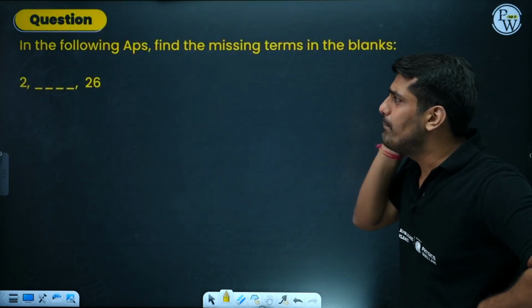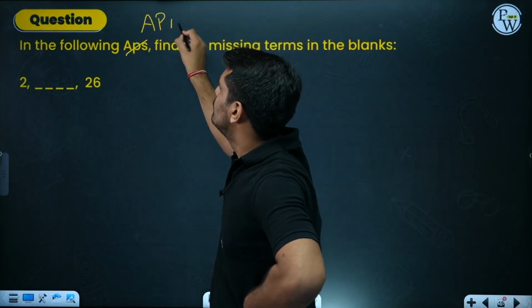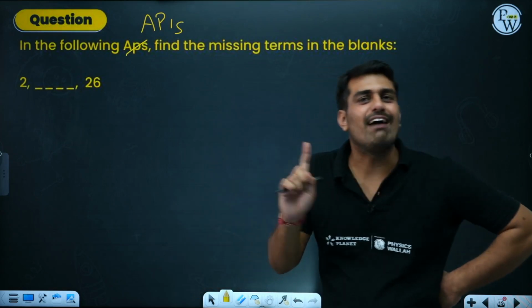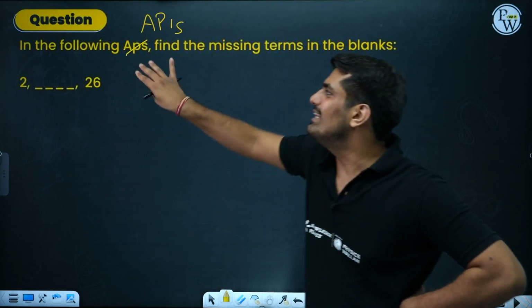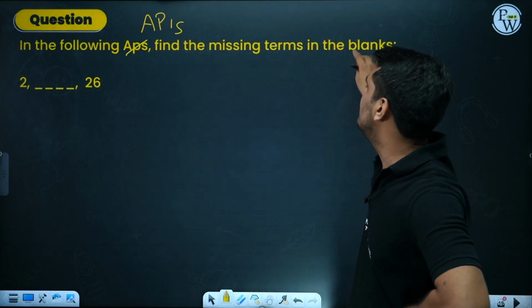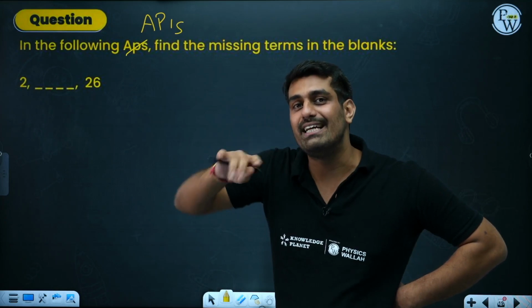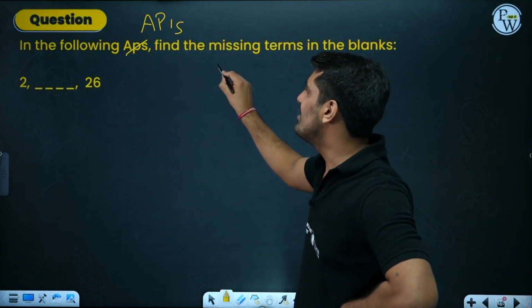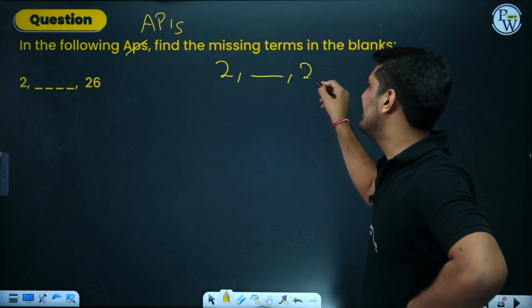In the following AP, this is not AP, this is APs. So basically there would be multiple APs, but I have chosen only one. There would be multiple APs like this. So in the following APs, find the missing term in the blank. The AP, if you are observing, this is not 4 terms missing. This is only 1 term missing. Or if I can write over here, this is 2, then the next term is missing and the next term is 26.